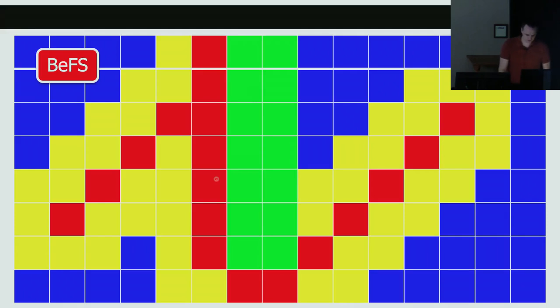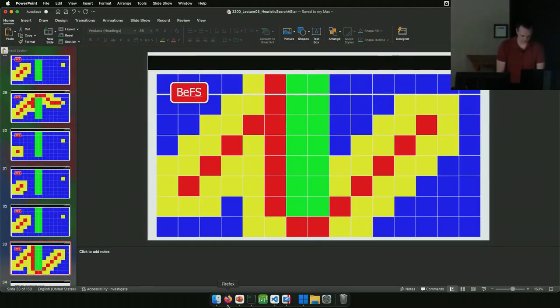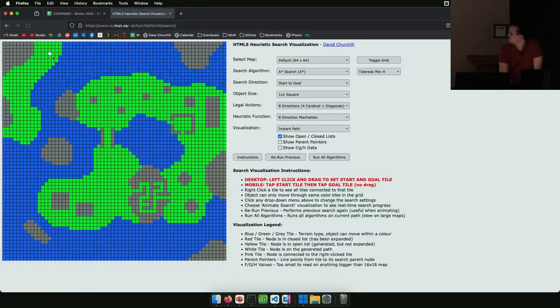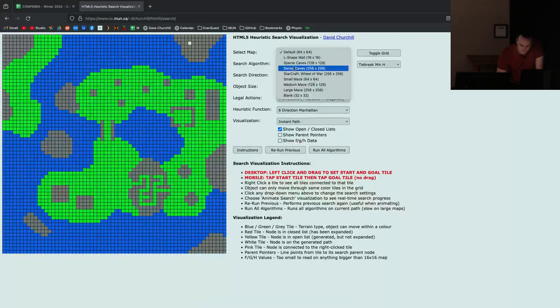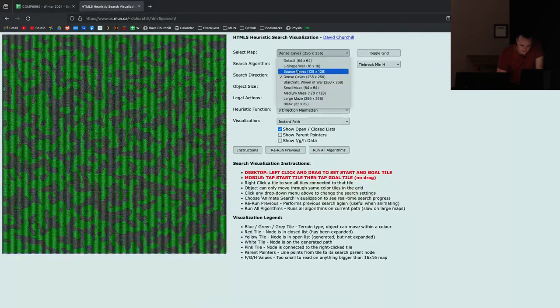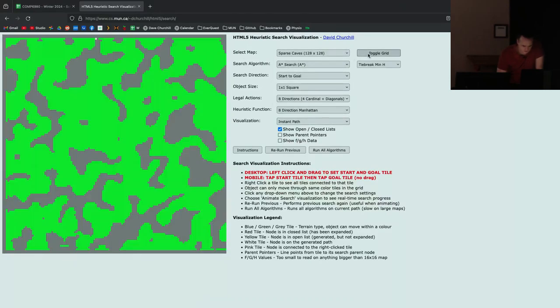So let me just quickly show a little demo of this with my search. So this is the search thing that I was just talking about. A good example of this, let me just maximize this, is the caves. So let me go sparse caves, toggle off the grid. And let's say now that I want to go from right here, and I'm going to choose greedy best first search.